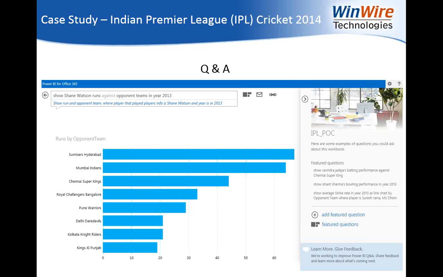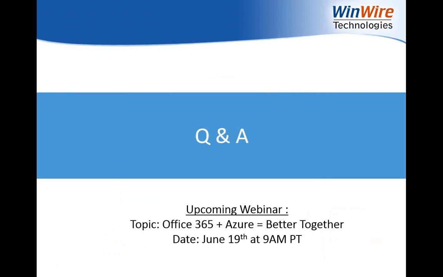And on the right side, if you look, there are featured questions which are showing up. So a user can directly click on a featured question if he finds that question relevant. So this is all about this particular case study. Over to you.